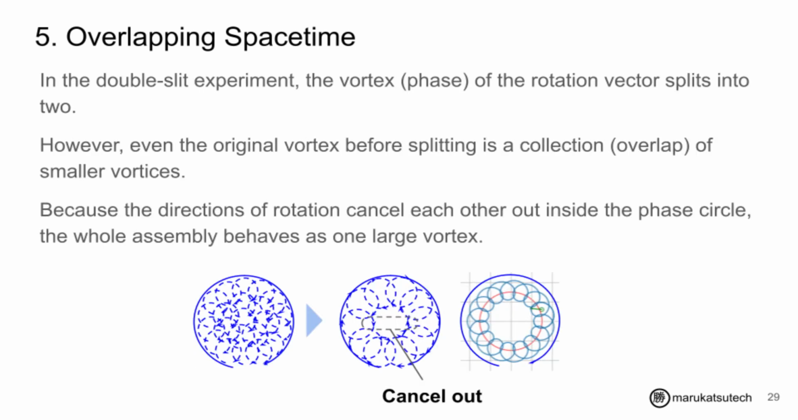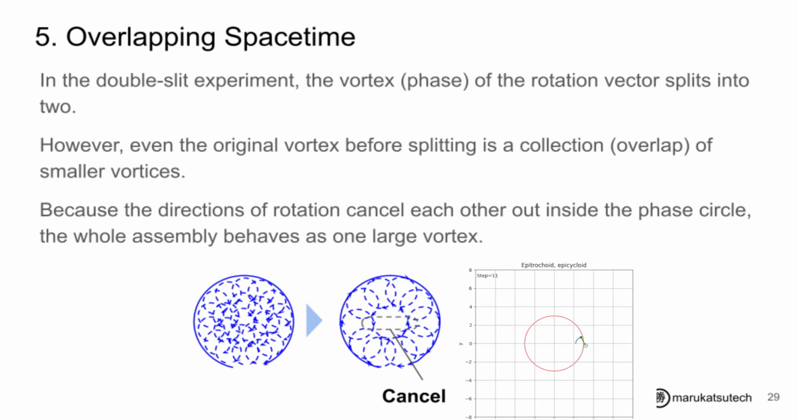In the double-slit experiment, the vortex phase of the rotation vector splits into two. However, even the original vortex before splitting is a collection, overlap, of smaller vortices. Because the directions of rotation cancel each other out inside the phase circle, the whole assembly behaves as one large vortex.